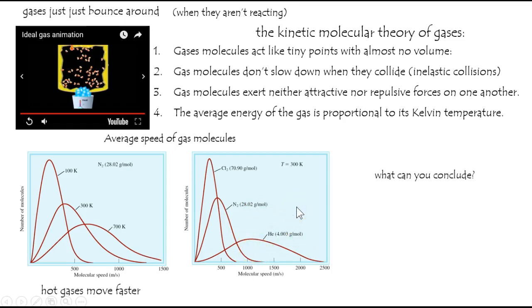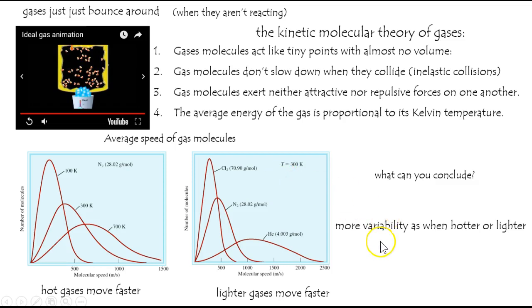We can conclude, one, the hot gases move faster, the lighter gases move faster, and as you get faster, you get more variability. Or to say it using both variables, you get more variability when you're hotter or lighter as a gas. This is the kinetic molecular theory of gases.